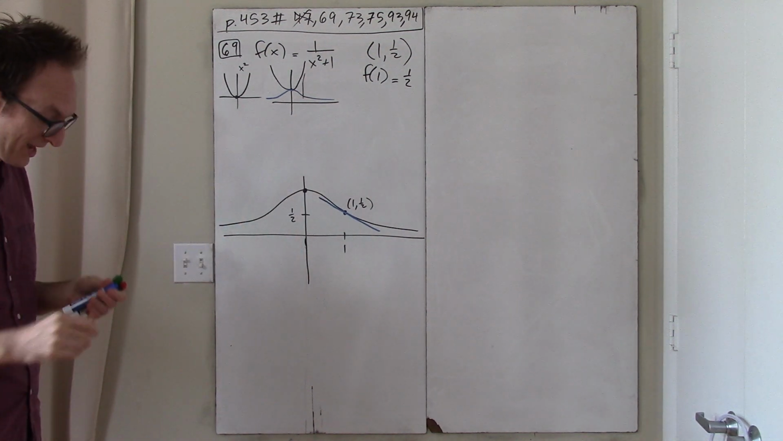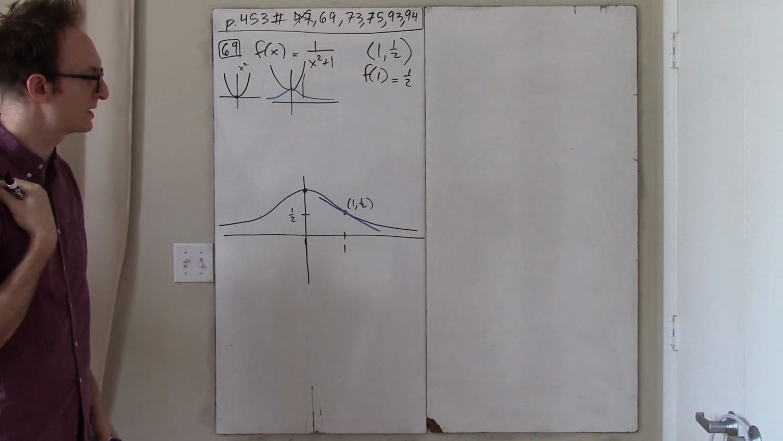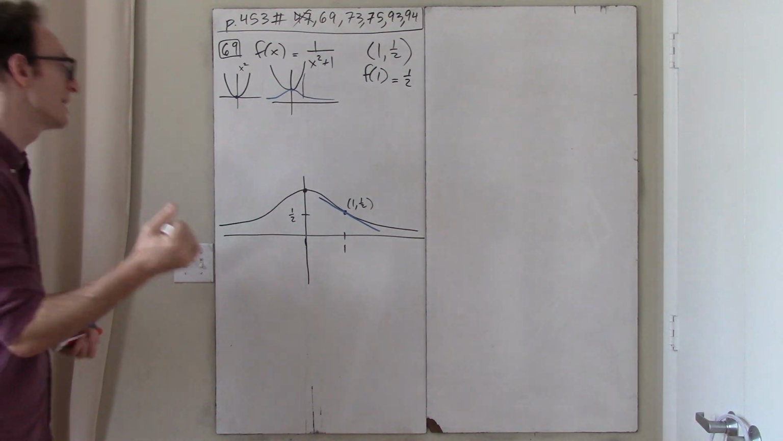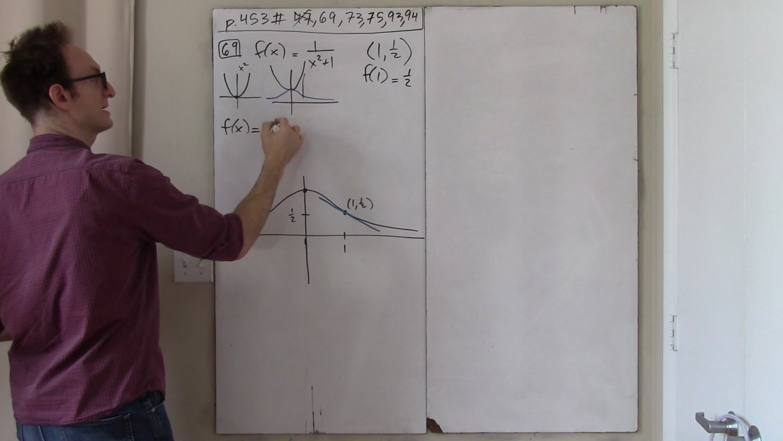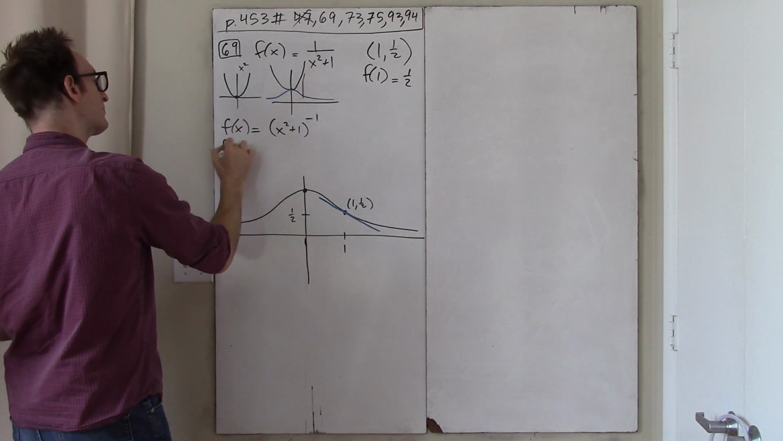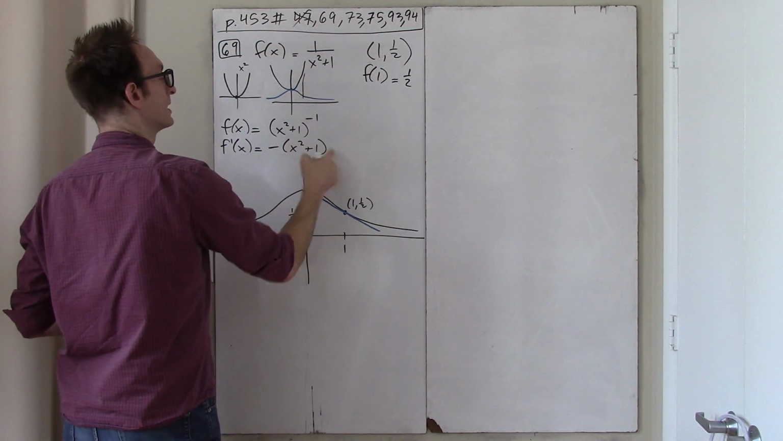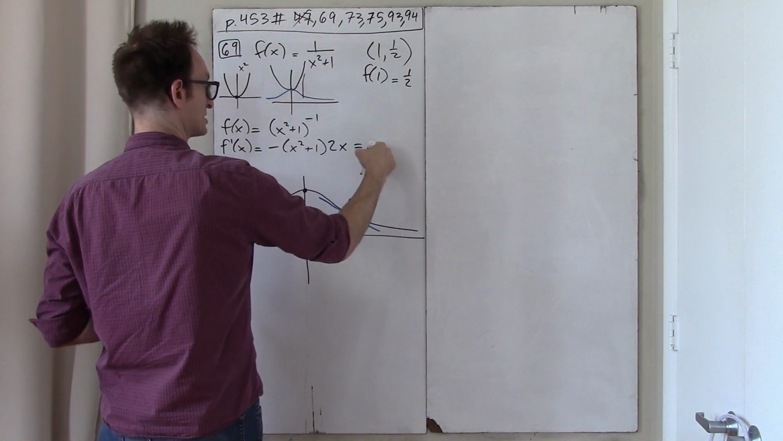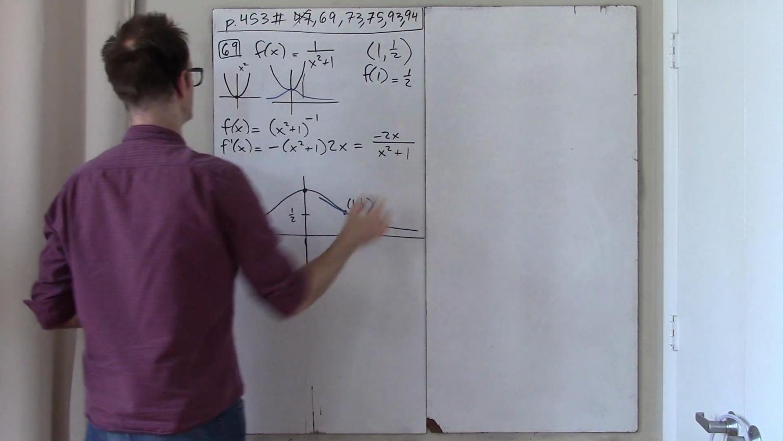So what do I need to know about this blue line? I need to know the slope, and okay, it goes through 1 comma 1/2, so I really only need to know the slope. In other words, I need to differentiate this function. So okay, I have my function. It's probably best written as x squared plus 1 to the negative 1, and then the derivative of it is negative x squared plus 1 back inside for the derivative of x squared plus 1, which is 2x. And perhaps that's best written as negative 2x over x squared plus 1.